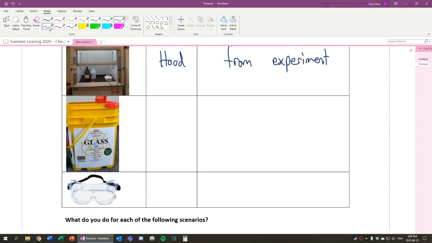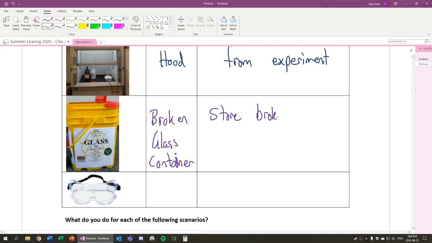The next one right here is called the broken glass container. And this is where you're going to put all your broken glass, because broken glass cannot go down the garbage, because a custodian, for example, might pick up that bag and the glass can pierce through the bag and thus cut someone. So that's why you have a broken glass container to store broken glass.